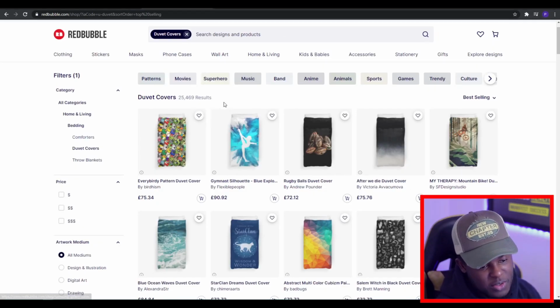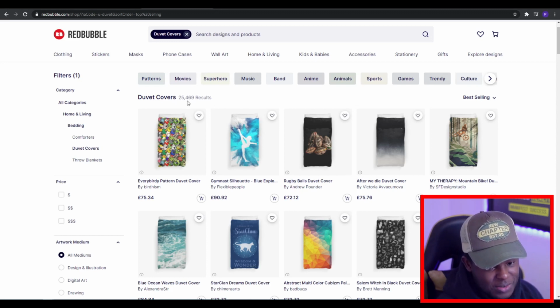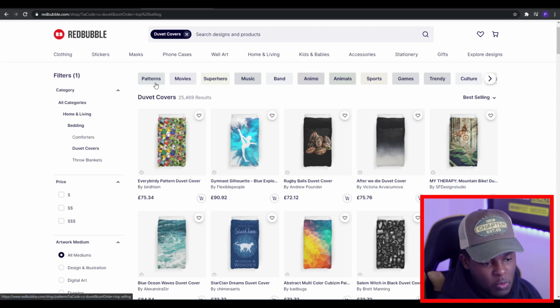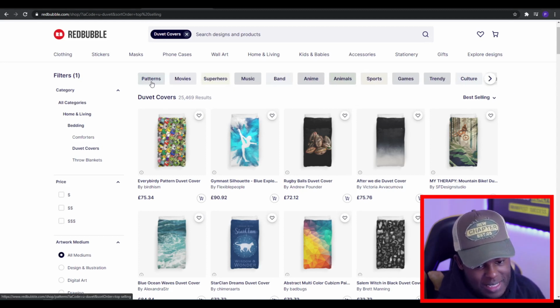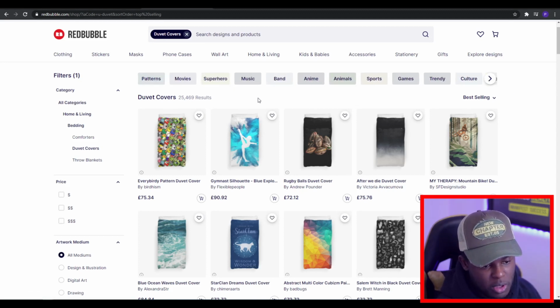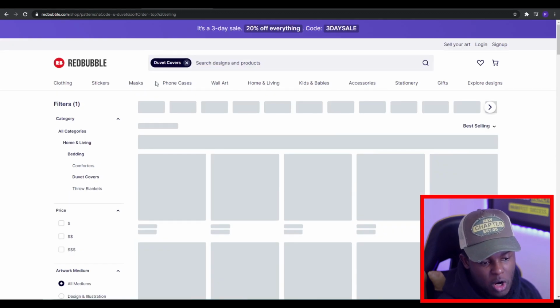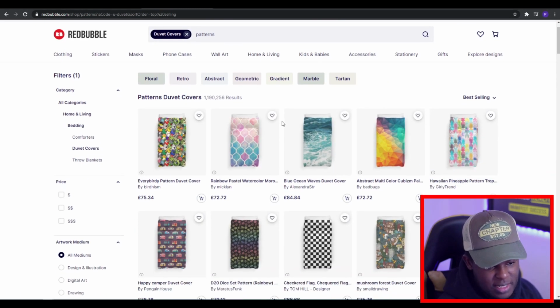Now, as you can see, the results here are 25,000 when it's finally refreshed. So I don't know why it was showing us just under 80,000 before. What you want to be doing, if the competition is so high, is go through these suggested tabbed keywords at the top here, trying to filter down to see if you can find smaller niches with less competition that you can put this product in. So let's say we go onto patterns, it's going to take us in there, and then there's going to be more keywords up there.